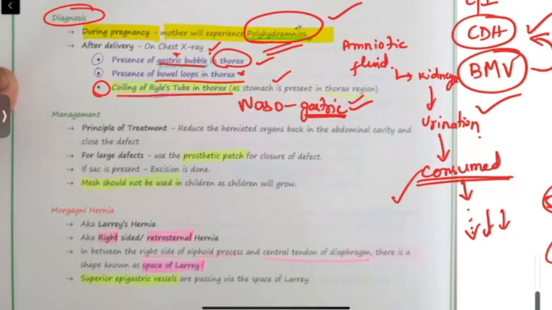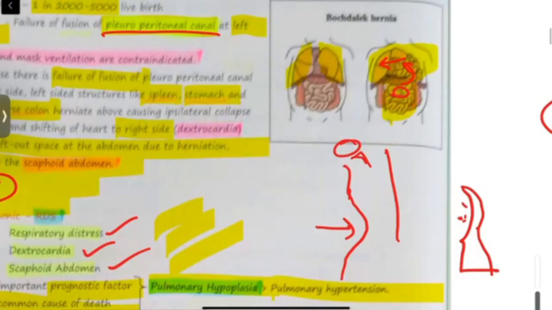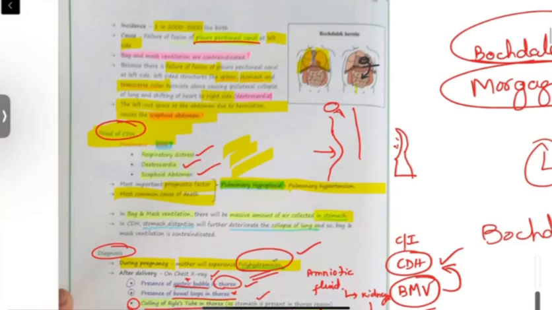How will we manage this case? The principle of management is basically to reduce the herniated organs back into the abdominal cavity. Whatever structures have come into the thoracic cavity should be passed back into the abdominal cavity, and then we have to close the defect. That is the basic principle of management.